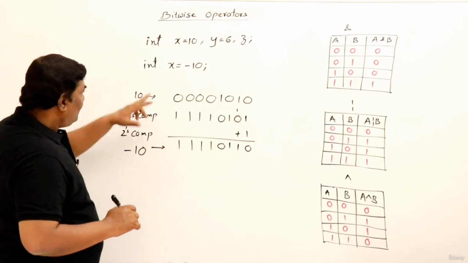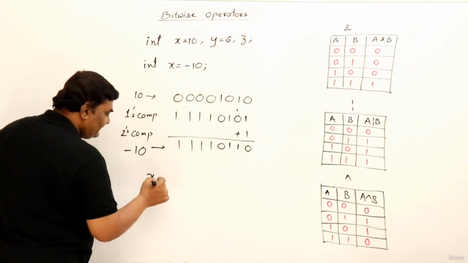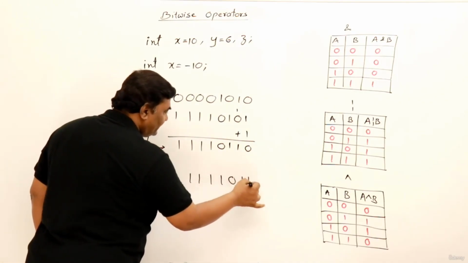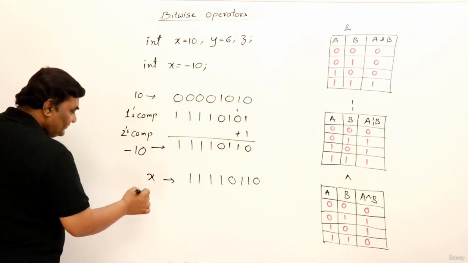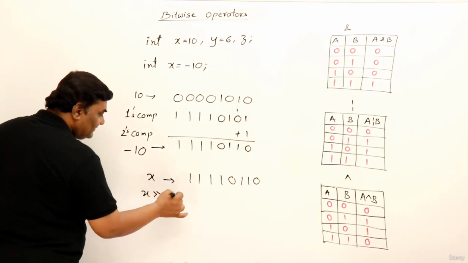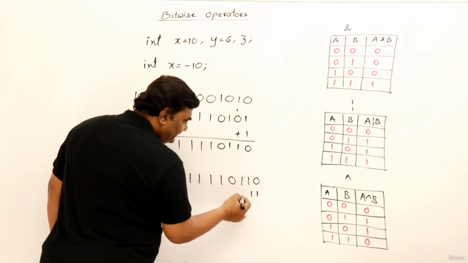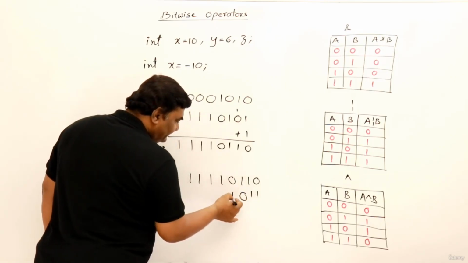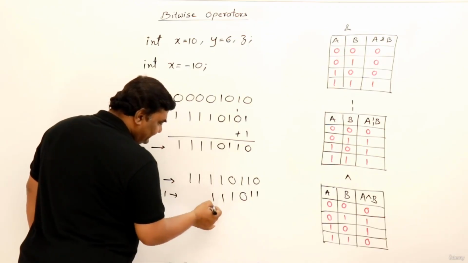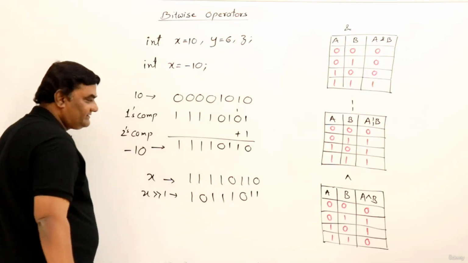Now suppose this is x. It is minus 10, so x is minus 10 and it is 1, 1, 1, 1, 0, 1, 1, 0 in 1 byte. Now if I say x right shift by 1, then what happens? This 1 comes here, this 1 comes here, and this 0 comes here, and this 1 comes here. This 1 is here, and this 1 is here, and this will be 0, and this 1 remains as it is.